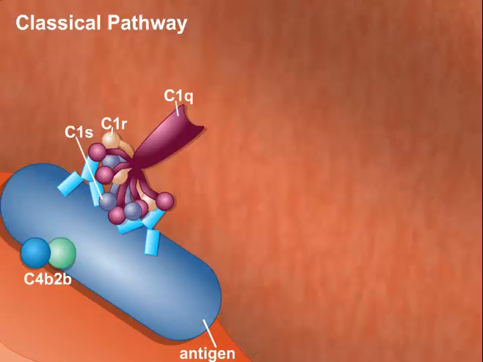This complex of C4b and C2b, called C3 convertase, has protease activity and cleaves C3 into C3a and C3b. C3b becomes bound to the cell surface, whereas C3a is released. C3b then absorbs to C4b2b to form C4b2b3b. This structure is called C5 convertase.